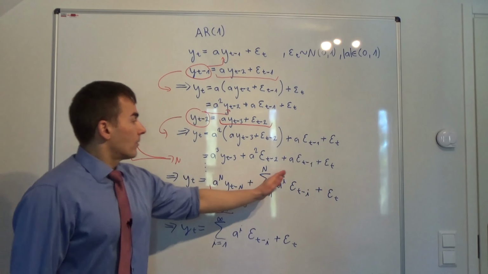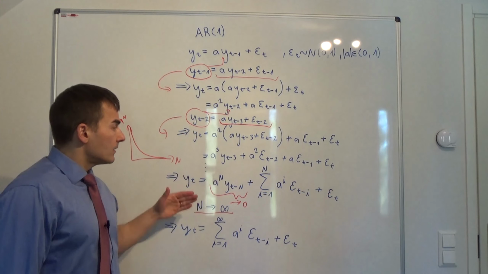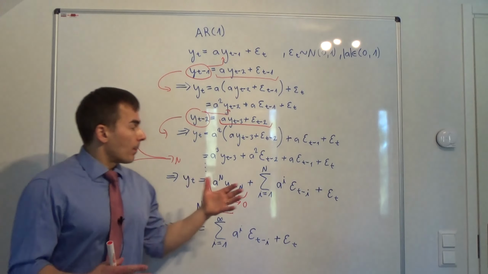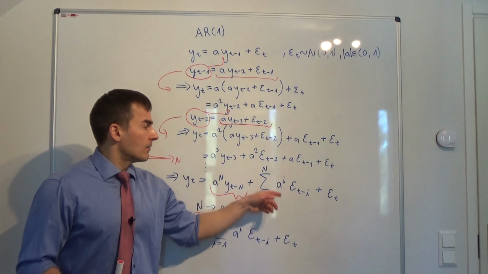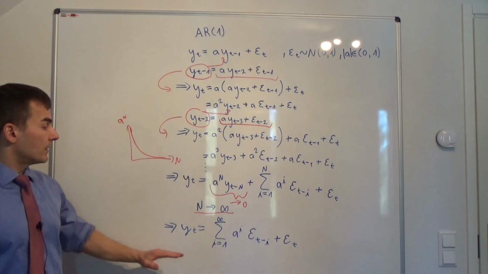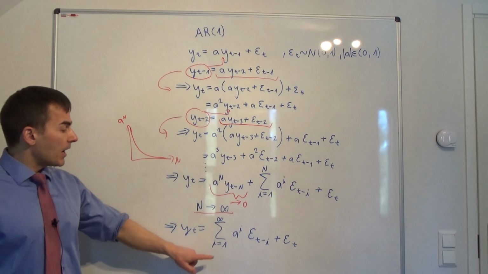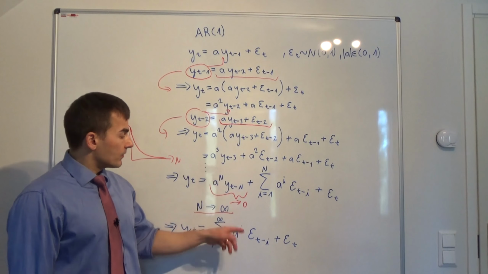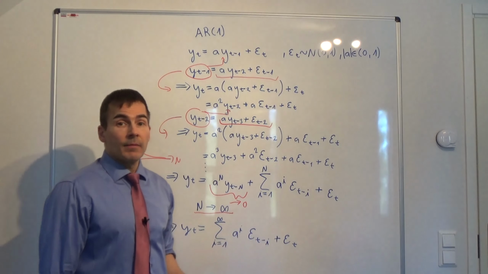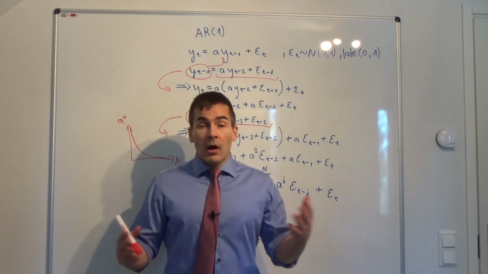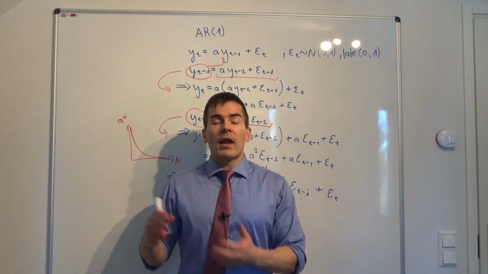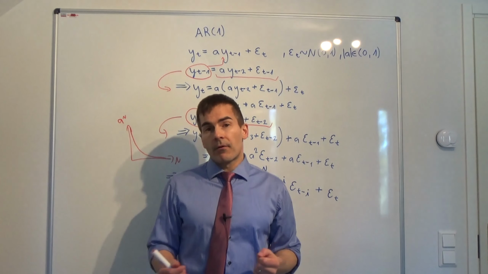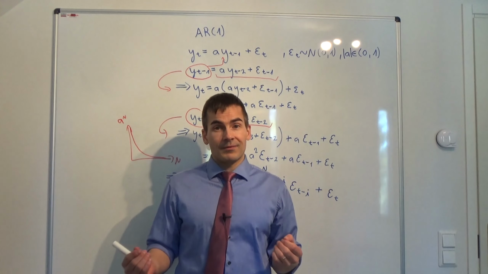So what remains as capital N goes to infinity is here on the right hand side the autocorrelation pattern of the innovation process itself, which we see here. Yt is simply the sum from i equals 1 to infinity of a to the power of i times the innovation process epsilon t minus i plus epsilon t. Now we have simply shown that an autocorrelated process can be transferred to a moving average process. Therefore, these two processes are relatives.